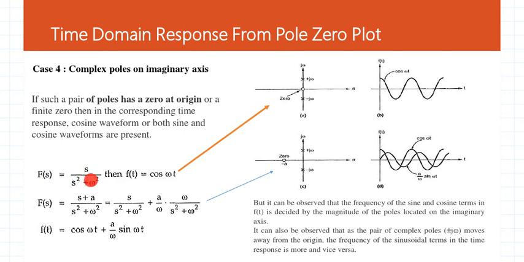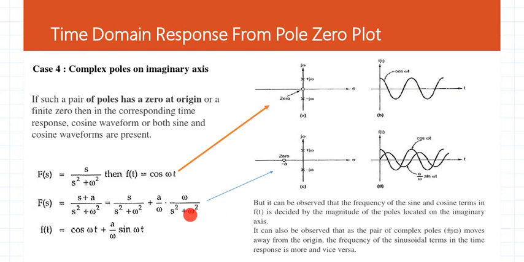Now if we find the inverse Laplace transform of this, we get a cos term. So two poles on the imaginary axis with a 0 at the origin correspond to a cosine waveform in the time domain response. I repeat, a 0 with two poles on the imaginary axis, which are complex conjugate of each other, results in a cosine waveform in the time domain response.